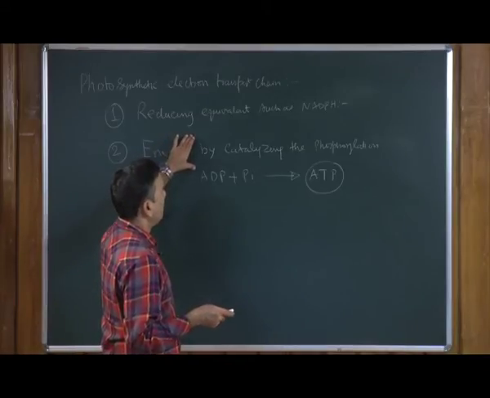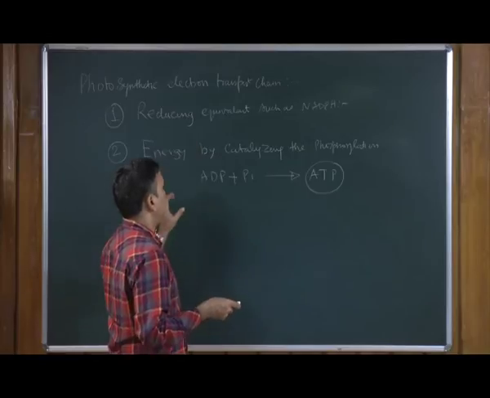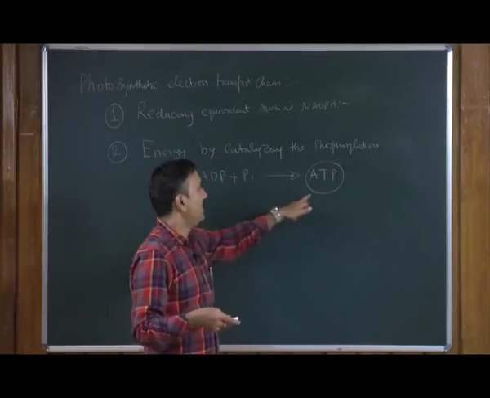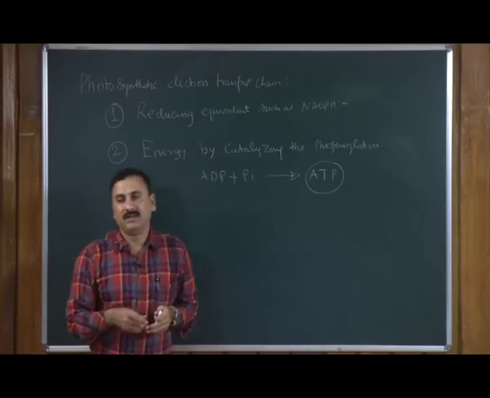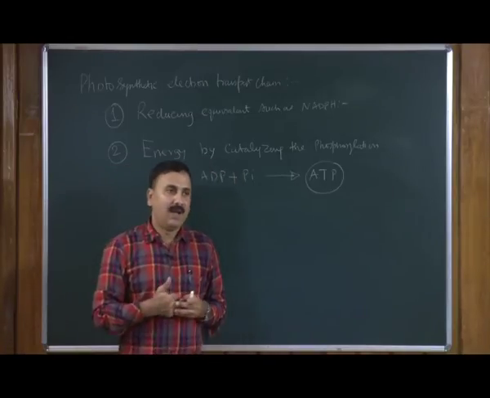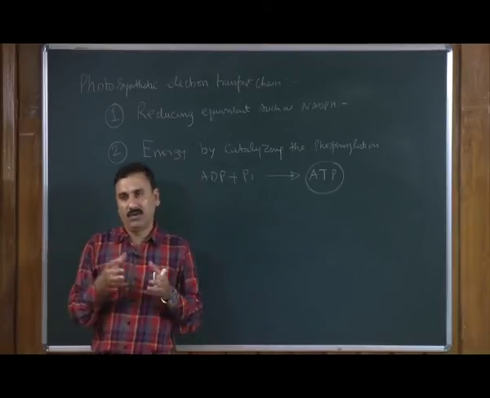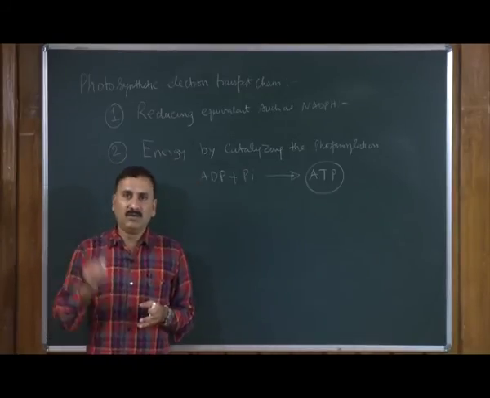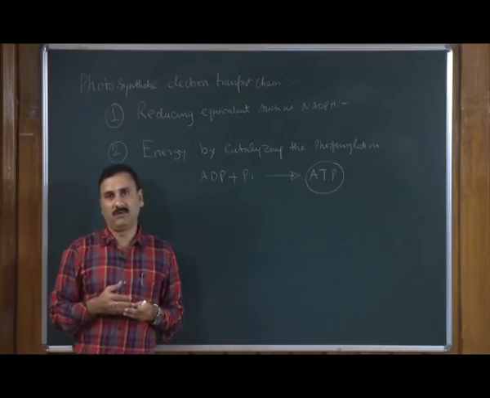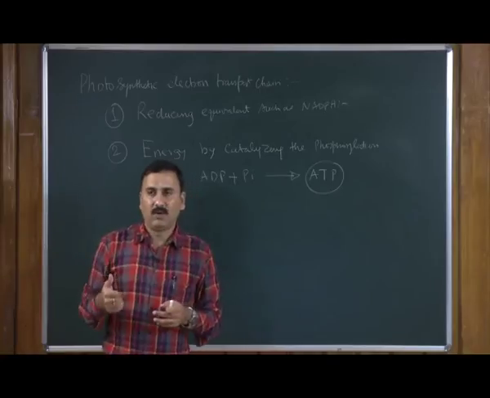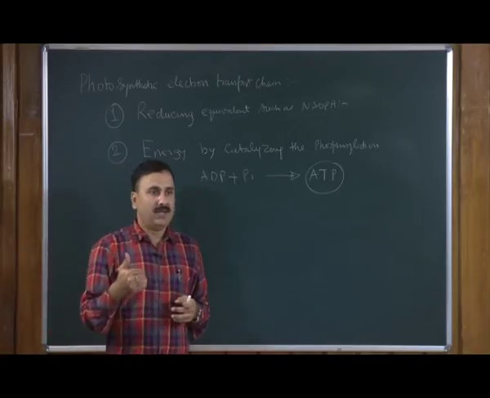The reactions which are collectively used to catalyze the phosphorylation reactions to generate the ATP are known as photophosphorylation. During photosynthesis, two different types of photophosphorylation are operating. These are cyclic phosphorylation and acyclic phosphorylation.